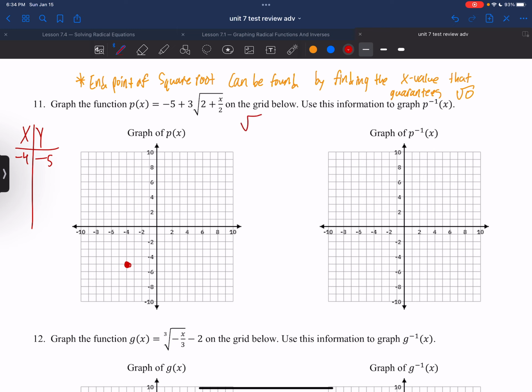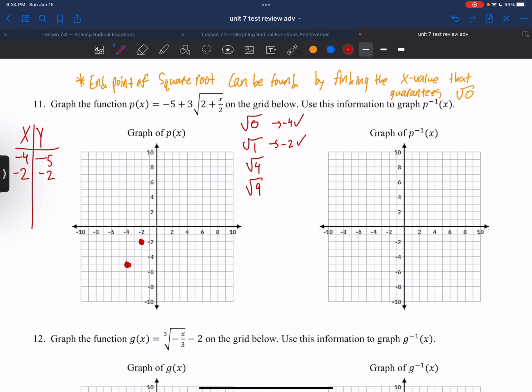Remember, what you're really looking for is square root of 0, square root of 1, square root of 4, square root of 9. That's what you're looking for. So negative 4 gets us square root of 0. That's by plugging in negative 4. I can get 1 by plugging in x equals negative 2. You see, because 2 plus negative 2 over 2 is 1. Square root of 1 is 1, times 3 is 3, plus negative 5 is negative 2. So negative 2 is one of my points.